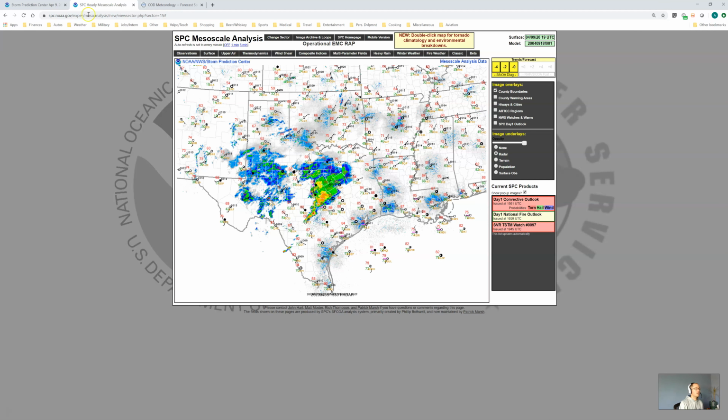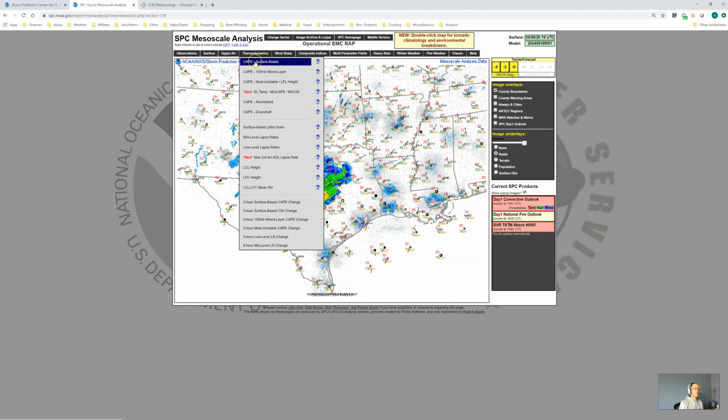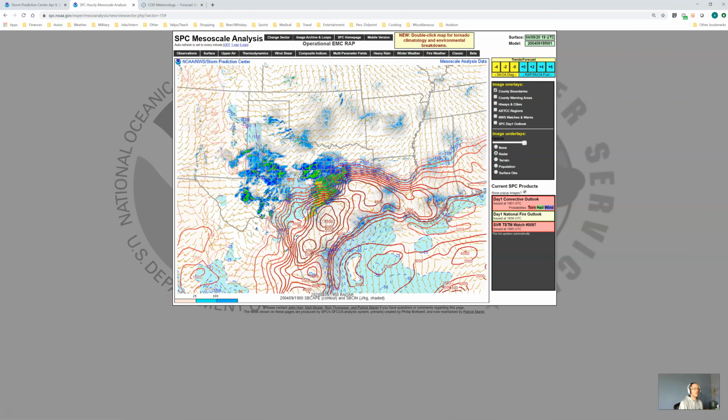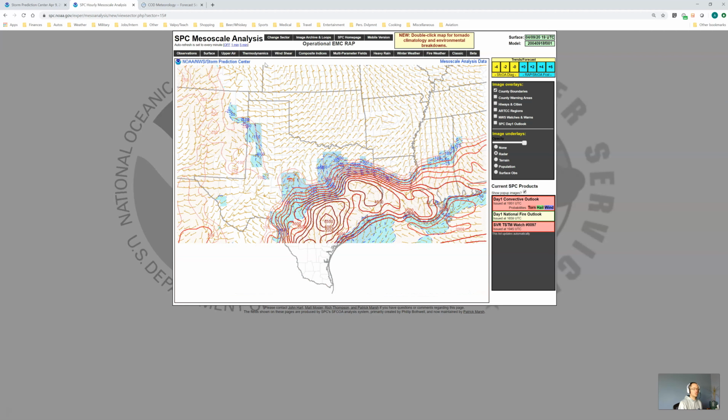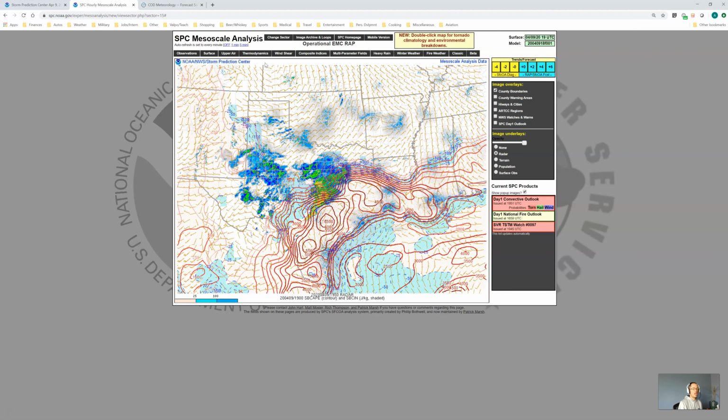So if we take a look at the mesoanalysis, we can look again here at the thermodynamic breakdown, and we click on CAPE, surface base. Notice other ones here, that MU CAPE, normalized CAPE, downdraft CAPE. Oh my gosh, there's a lot of CAPEs. But let's look at surface base for now. And you can see that ahead of where we have some thunderstorms and within this enhanced risk region, we have some very high CAPEs, 6,000, 6,500 areas. And this is going to be one of the main reasons we are expecting to see large hail upwards of 2 inches in diameter later today as these storms get better developed into the afternoon hours.